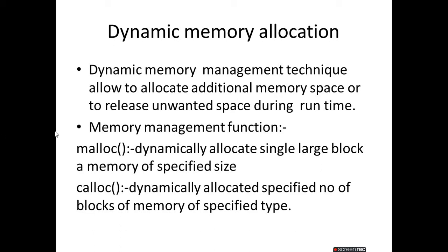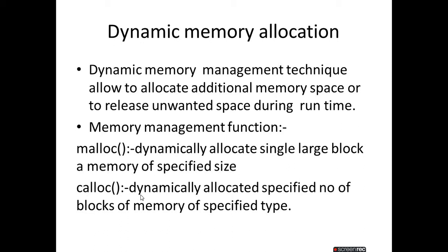Now, in dynamic memory management, we have four functions: malloc, calloc, realloc, and free. But we mostly use the malloc and free functions. Malloc is basically used to dynamically allocate a single large block of memory of the specified size. In simple way, just remember that by using malloc, you are allocating memory at runtime, or dynamically.